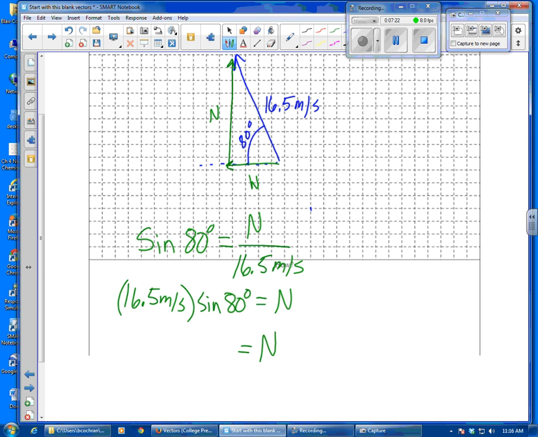I'm going to do my west now. Little dotted line here. And west is adjacent. So what part of SOHCAHTOA do I think of? CAH, right? Cosine. Cosine of 80 degrees equals adjacent, west, over hypotenuse, 16.5 meters per second. Make sure you look this weekend in WebAssign for an updated equation sheet with a better SOHCAHTOA reference in it. And rearrange this: 16.5 meters per second times cosine 80 degrees equals W.